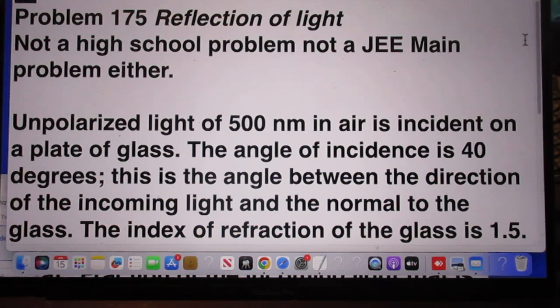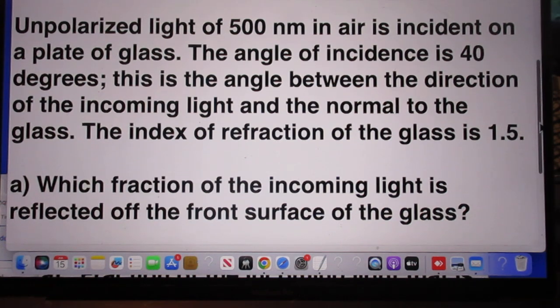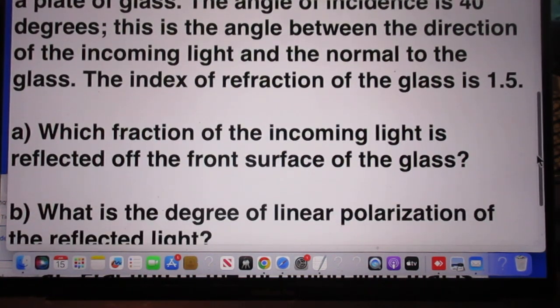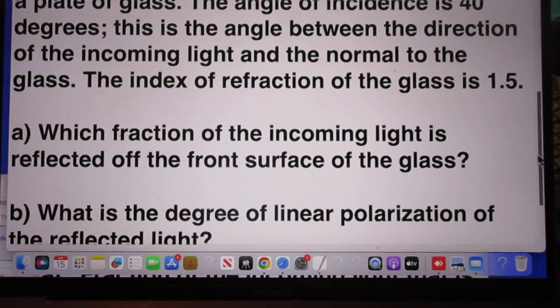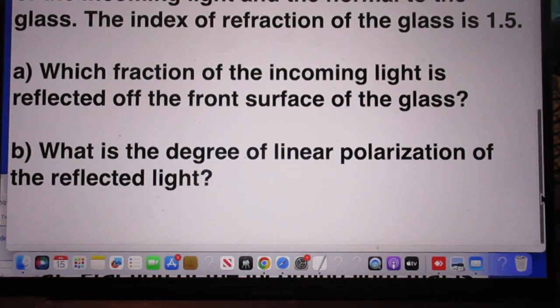Okay, let's first show you the problem as it was. Unpolarized light of 500 nanometers in air is incident on a plate of glass. The angle of incidence is 40 degrees. This is the angle between the direction of the incoming light and the normal to the glass. The index of refraction of the glass is 1.5. First question: which fraction of the incoming light is reflected off the front surface of the glass? Second question: what is the degree of linear polarization of the reflected light?